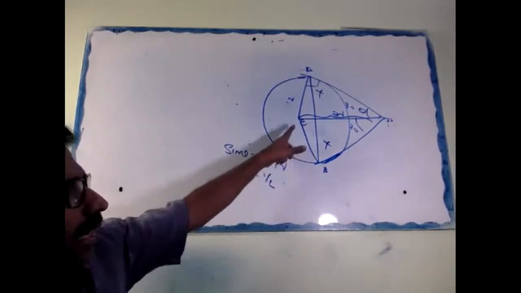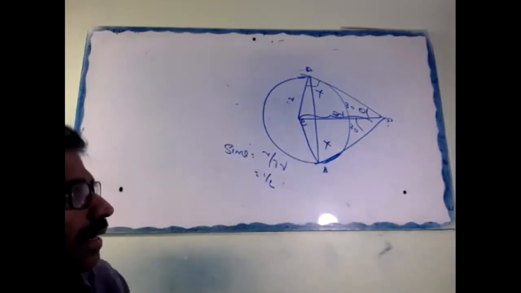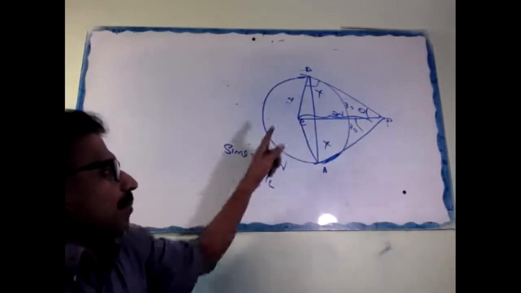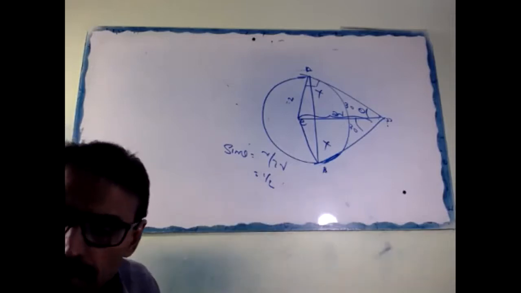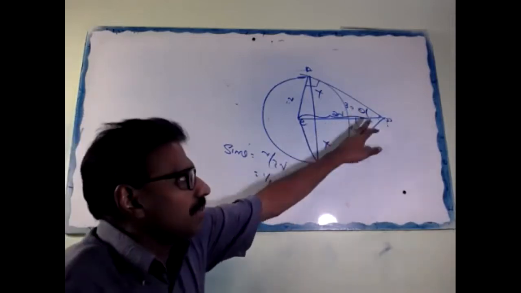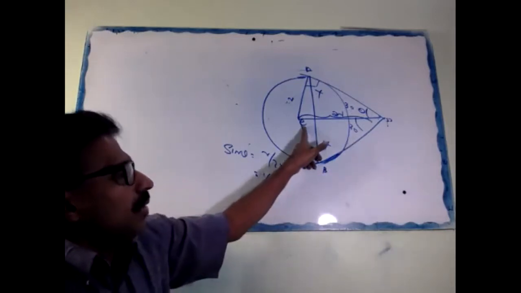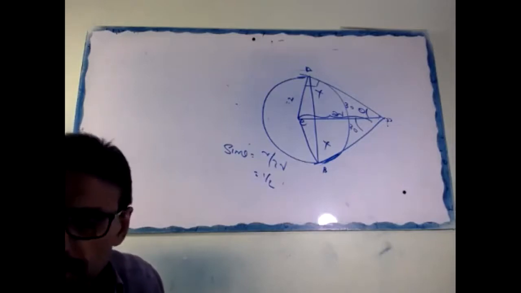Then angle OPA equals theta. Sin theta, opposite side by hypotenuse, is R by 2R, equal to 1 by 2. Sin theta is 1 by 2, so theta is 30. This is 30. Similarly, angle BPO is also 30. Hence angle APB is 60.